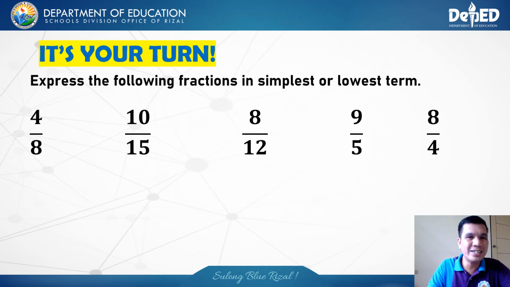Okay, it's your turn. I am going to give you a minute to answer the following. Express the following fractions in simplest form or lowest term. You can get your notebooks and try to answer the following. Let us express 4 eighths, 10 fifteenths, 8 twelfths, 9 fifths, and 8 fourths in lowest term. Are you ready? Okay, timer starts now.